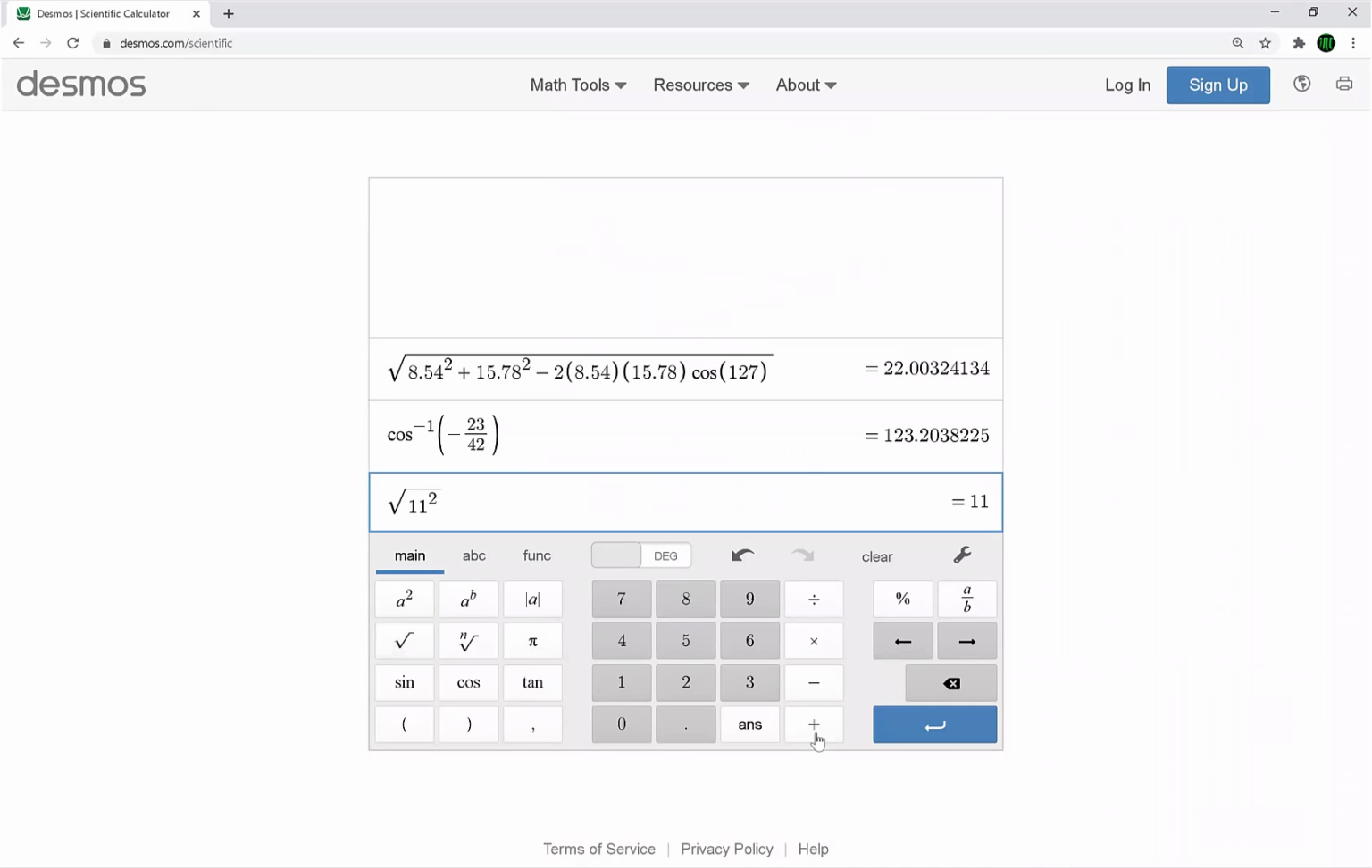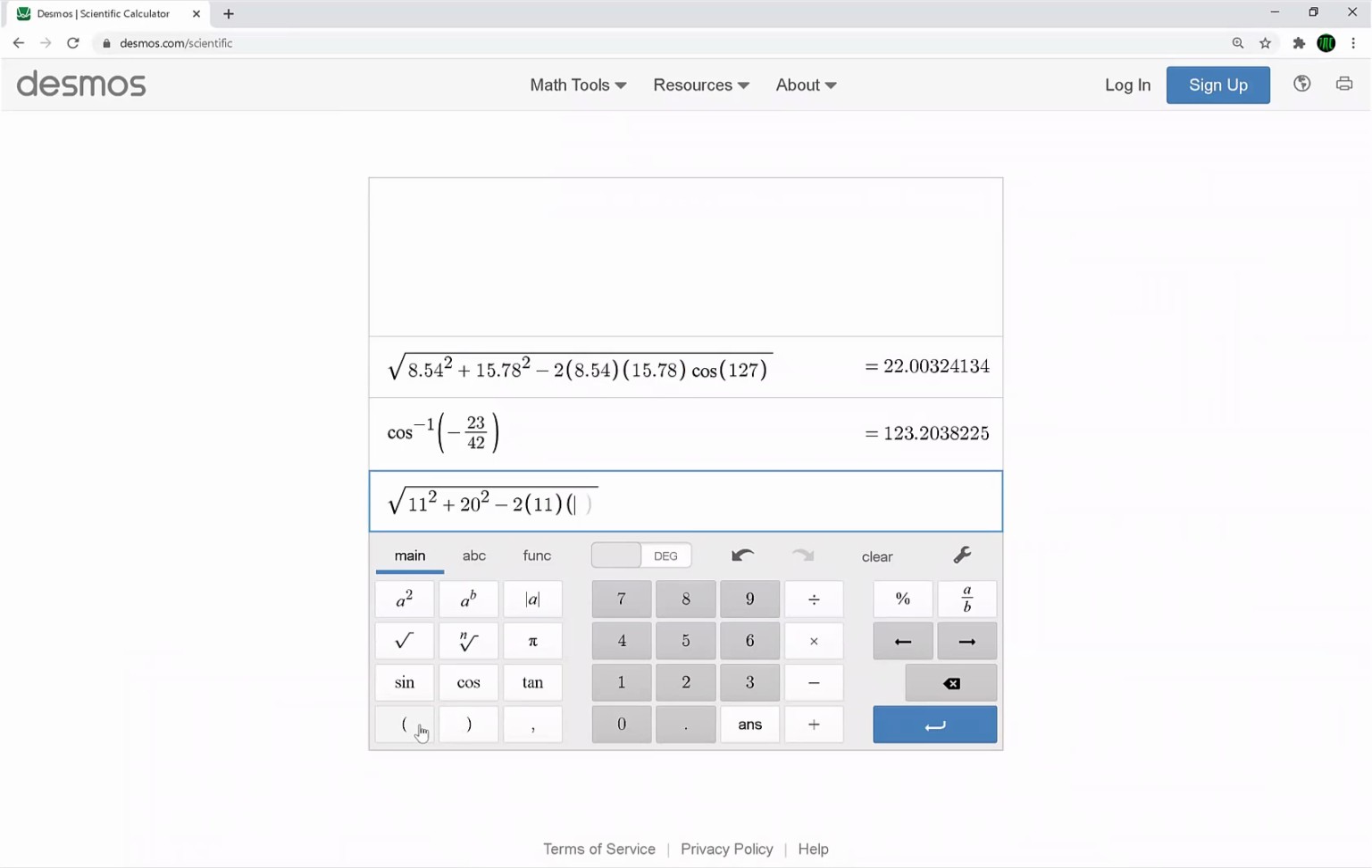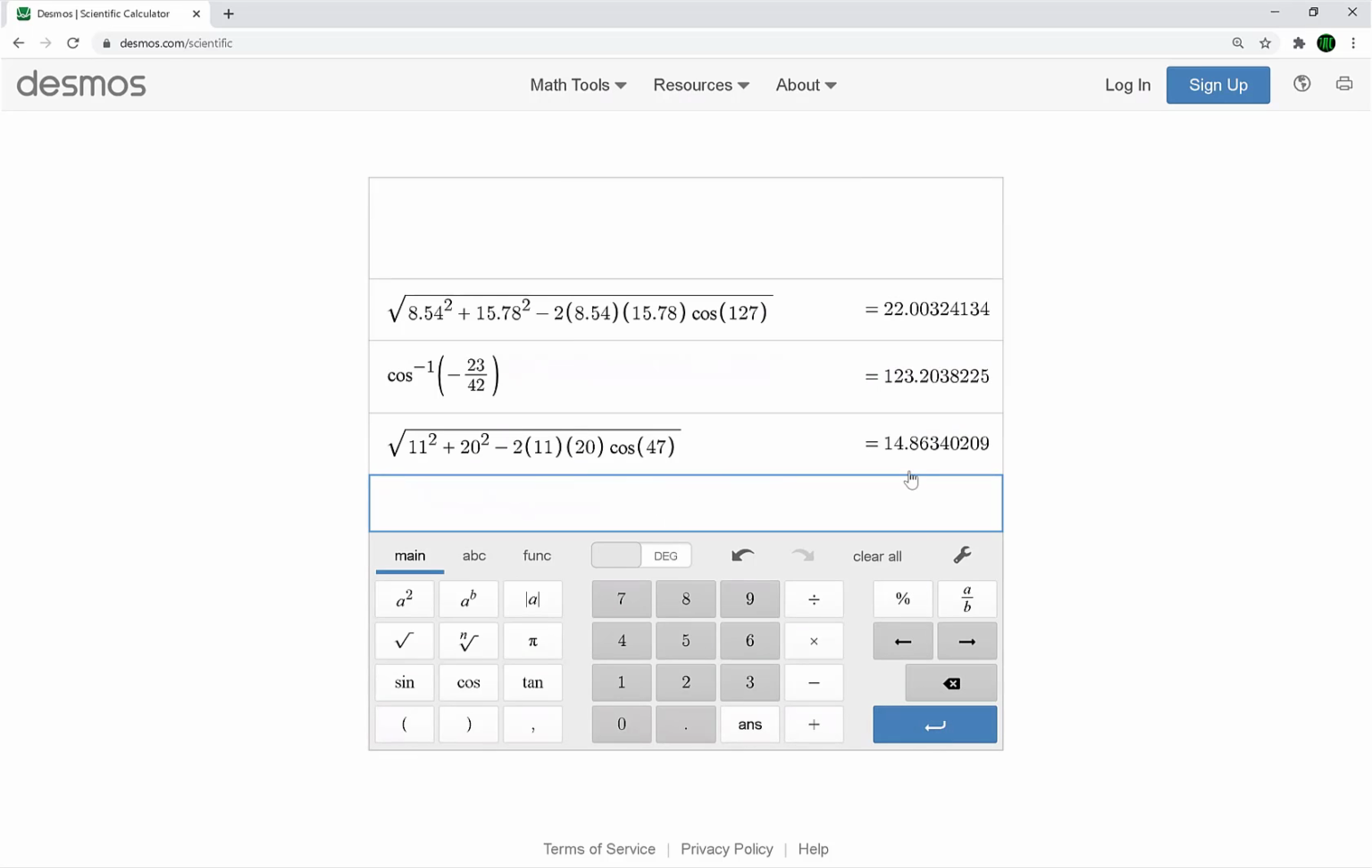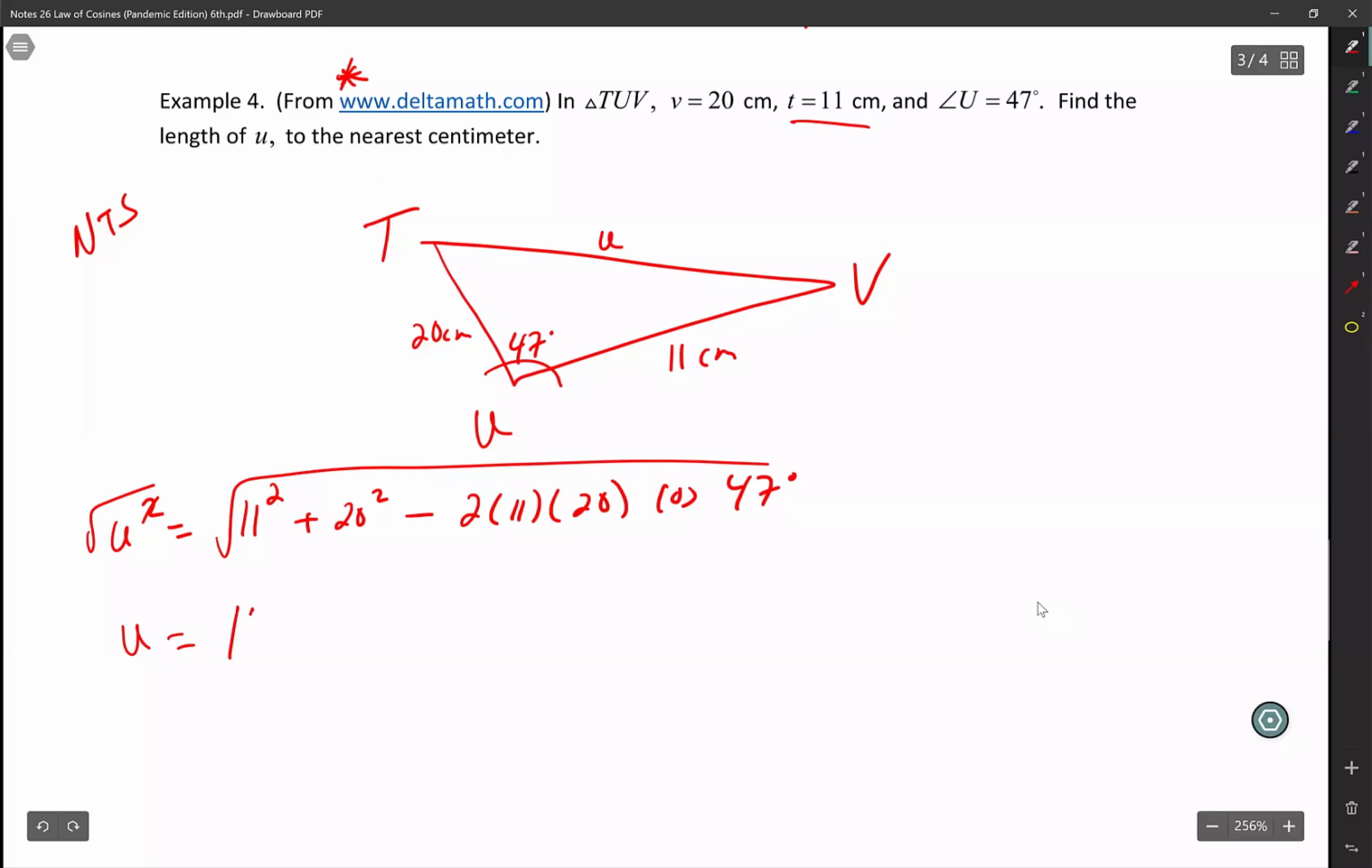11 squared plus 20 squared minus 2 times 11 times 20 cosine of 47. So there it is, guys. 14.86. They did say nearest centimeter. 14.863. So remember that, 863. 14.863 centimeters. So that means u is 15 centimeters.